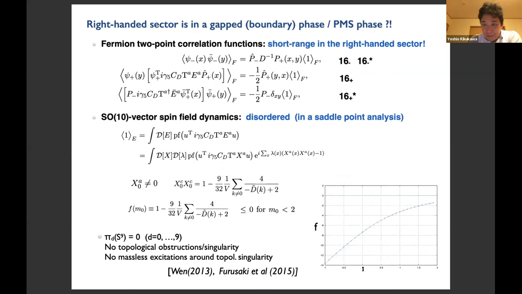Here we have a massless limit, but there is no singular behavior. So the positive mass parameter region and the negative mass parameter region are connected continuously. This suggests that both phases are actually in the same disordered phase. This is consistent with the fact that this topological insulator actually has only a single trivial phase.